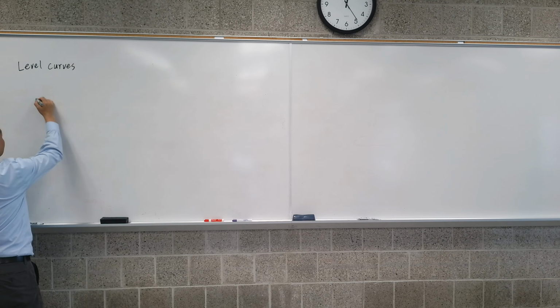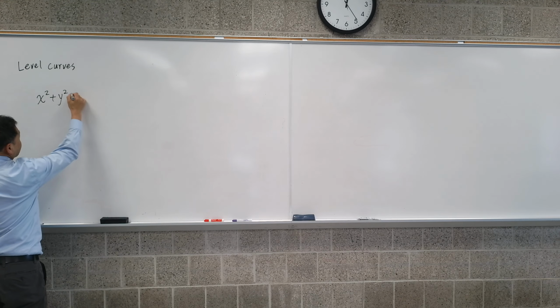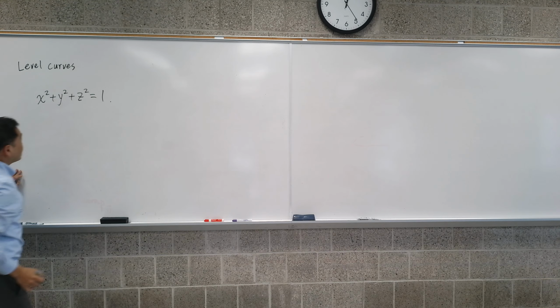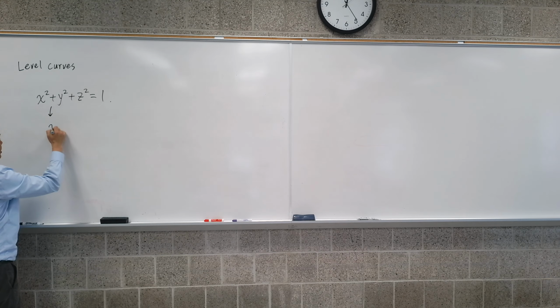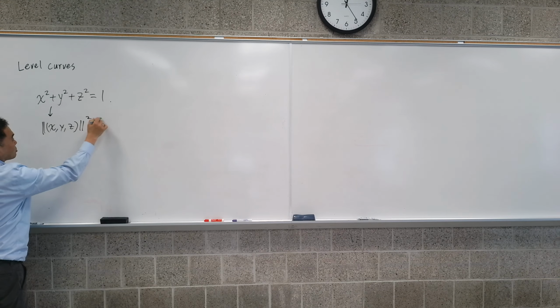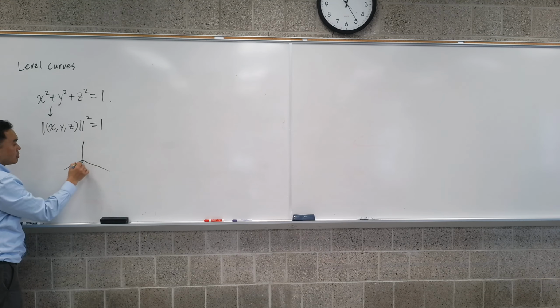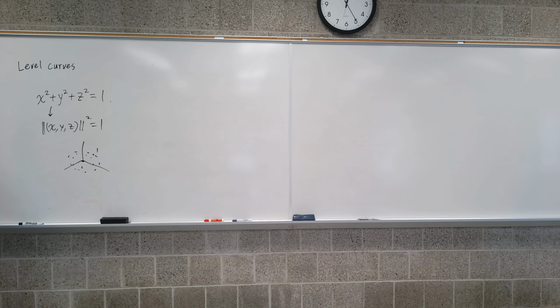In 3D, we have examples where z is not a function of x and y. So here's a case where x, y, z's norm squared is 1, right? That's what this means. But what does that mean? That means you're collecting all the points that are distance 1 away from the center. If you collect all the points that are distance 1 away from the center in 3D, what object are you going to get?